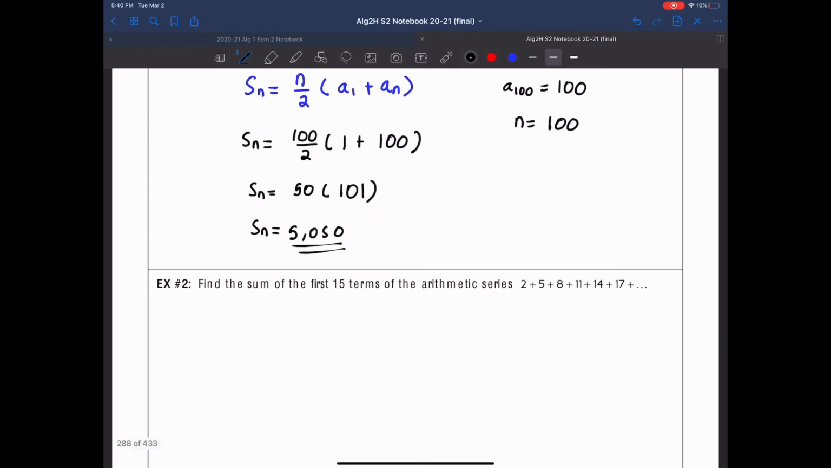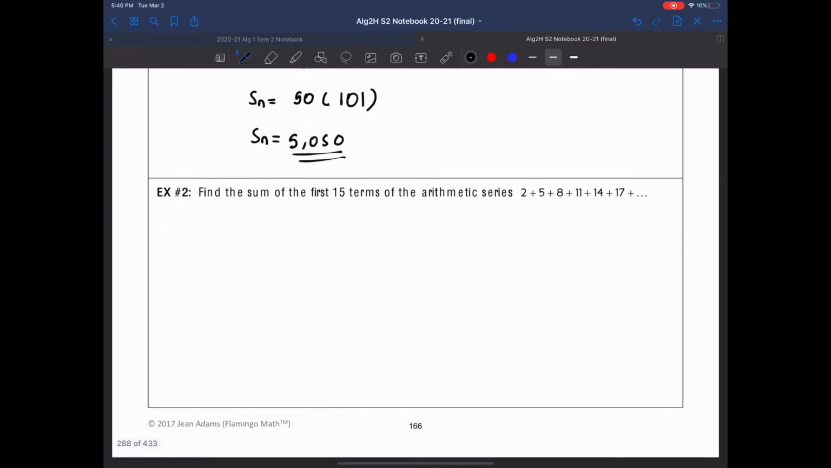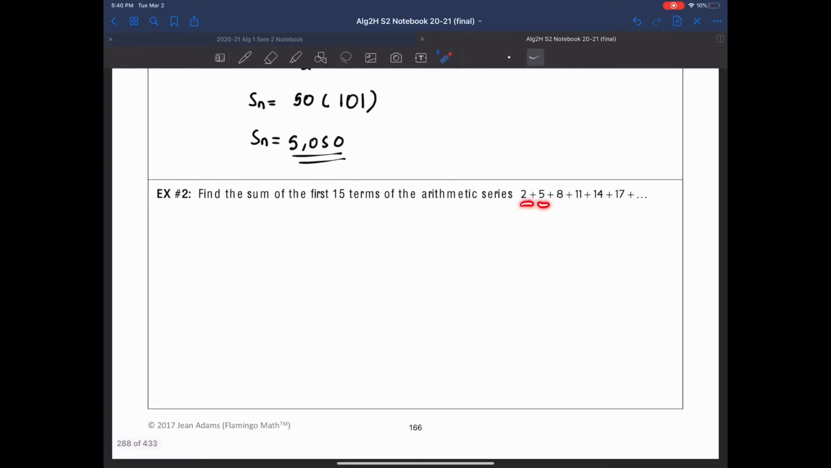Example number 2. Find the sum of the first 15 terms of the arithmetic series 2 plus 5 plus 8 plus 11 plus 14 plus 17.